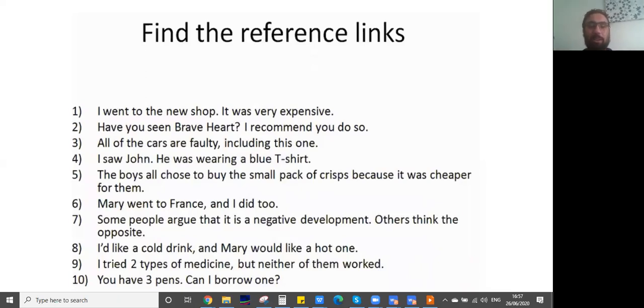Good. Some people argue that it is negative, that it is a negative development. Others think the opposite. So what do we have? Some people argue that it is negative, a negative. Others think the opposite.